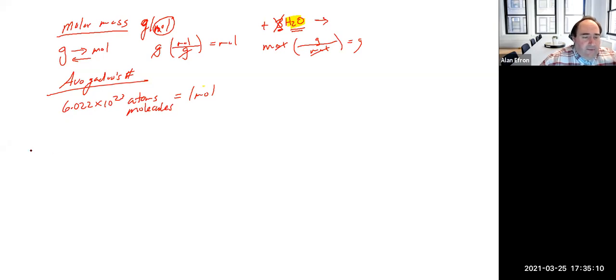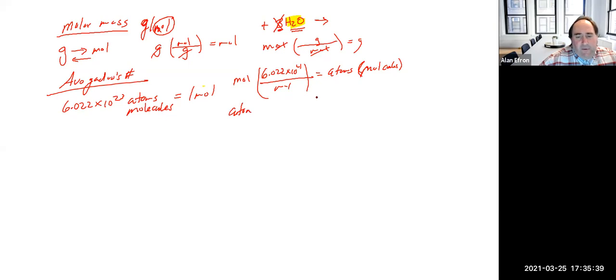So again, we do a similar type of calculation using this as a conversion factor. If we had moles, we would multiply by Avogadro's number up on top. And you would end up with either atoms or particles or molecules, depending on what you are starting with. Or if you are starting with atoms or molecules, we would divide by Avogadro's number there.